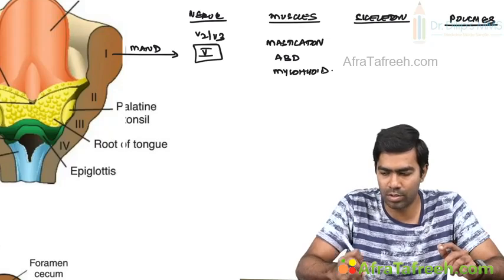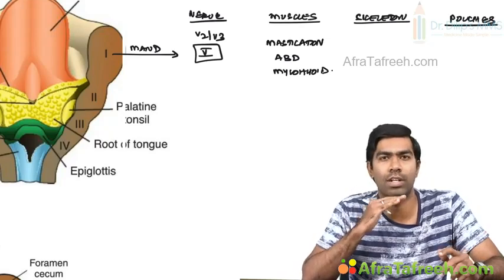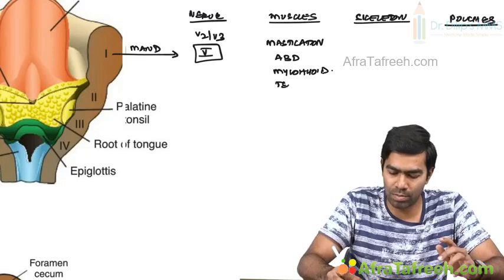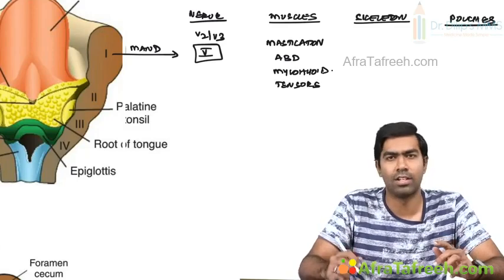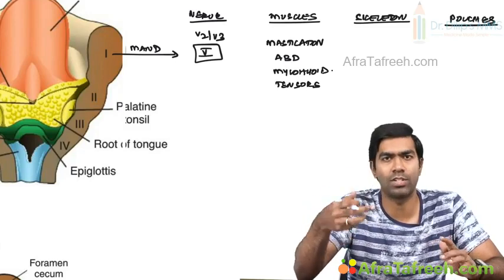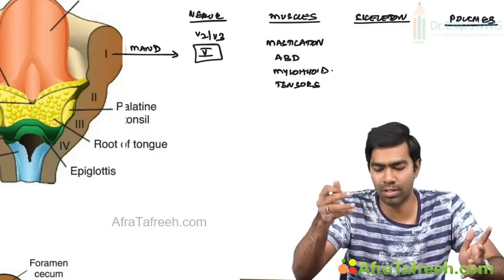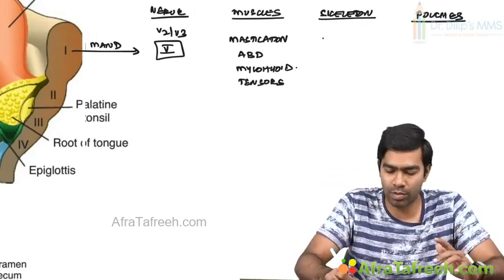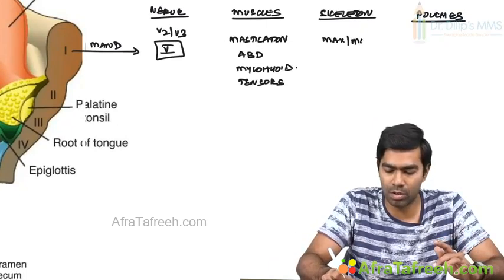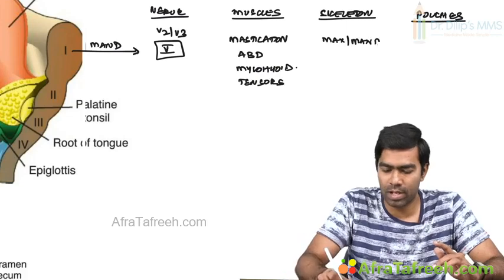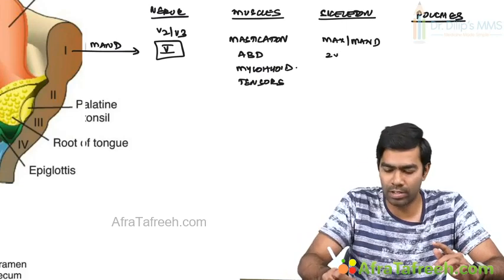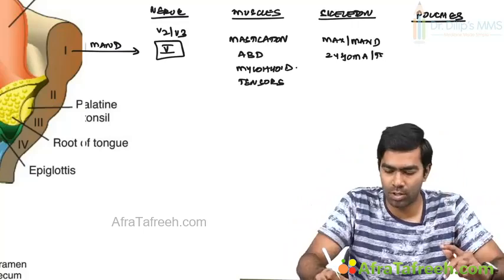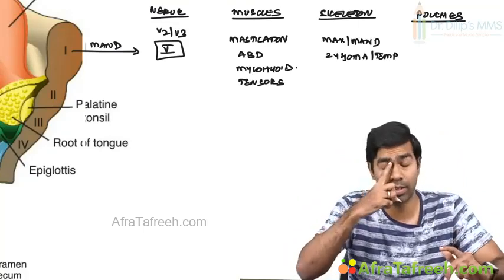This mylohyoid is going to form the floor of the oral cavity. You know that it's going to be here, floor of the oral cavity. And they're also going to form two different tensors. One is tensor palatini and the second one is tensor tympani. So both these muscles are from the first arch only. And skeleton wise, they are going to form the maxilla and the mandible, obviously. And they're also going to form the zygomatic arches, zygoma. And they're also going to form a part of the temporal bone. Not the complete temporal bone, a part of the temporal bone is formed by the first arch only.